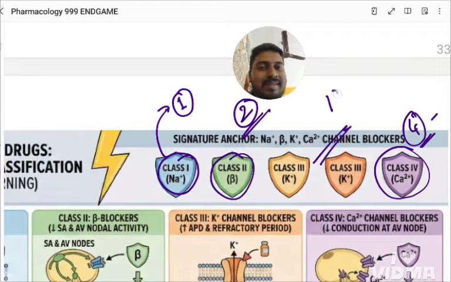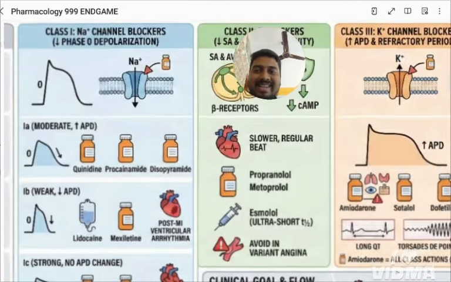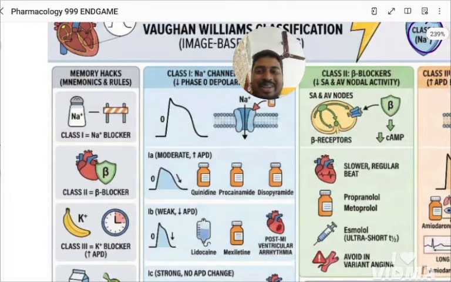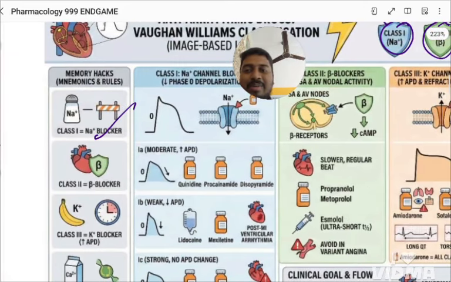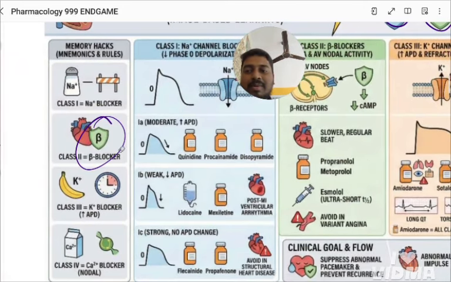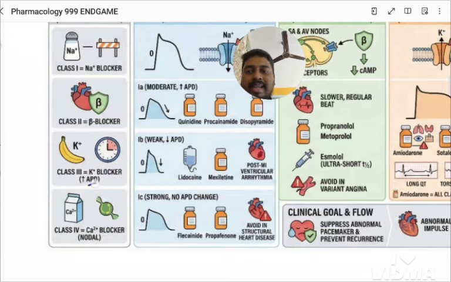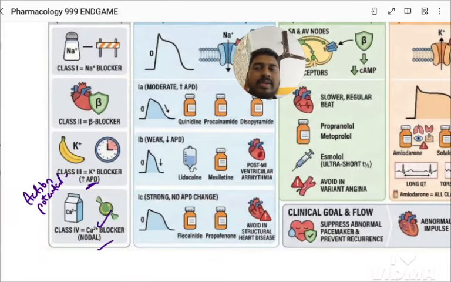Now how do you remember this? Potassium, K, appears like a 3, so potassium is class 3. These are the things you need to do to remember. So class 1 is sodium channel blocker, class 2 is beta blocker, class 3 is potassium channel blocker, and it increases the APD. APD means action potential duration. And class 4 is nothing but calcium channel blocker, which acts on the AV node.